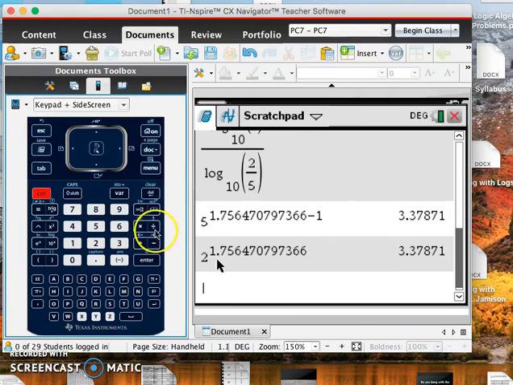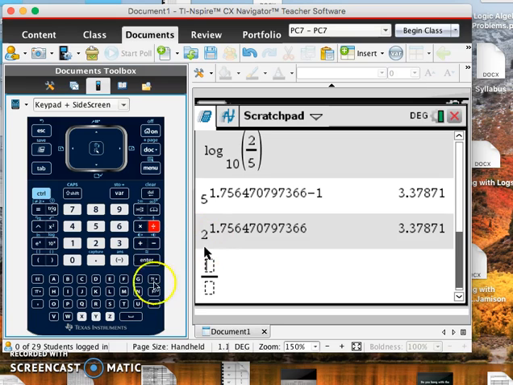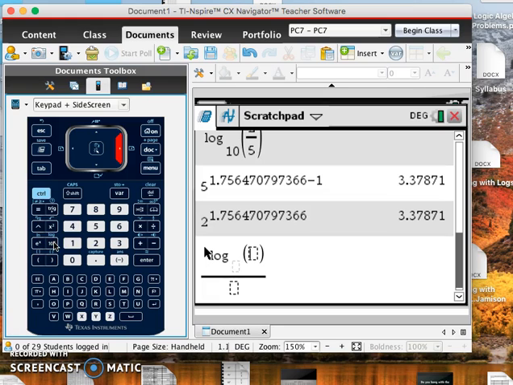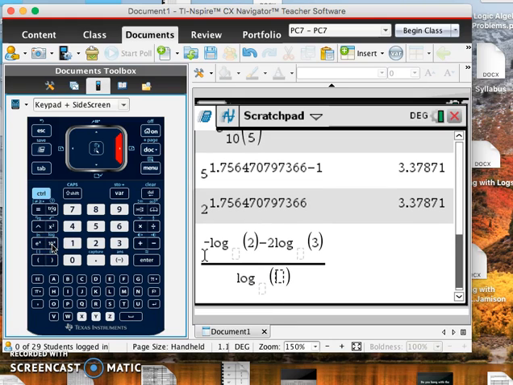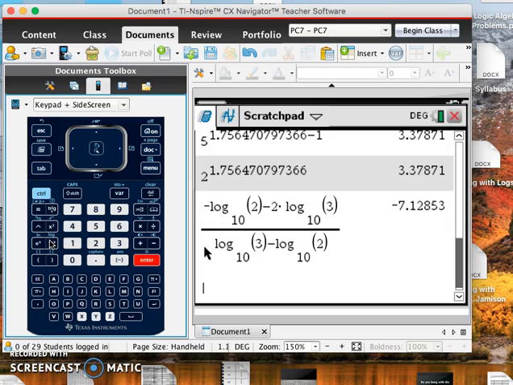So we got our fraction: negative log 2 minus 2 log 3, divided by log 3 minus log 2. So we have negative 7.128. And again, we can go back up and plug this in.